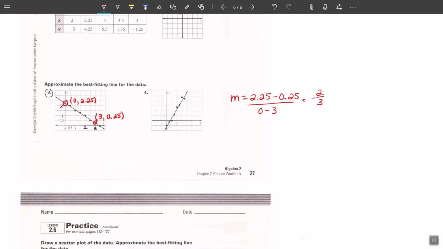So now I can go back and actually look at that graph and see where it crosses the y-axis. And it's up there at that point 2.25. So I know my y-intercept then is at 2.25. I didn't have to do any calculating for that because I actually have the graph to look at. And then we go ahead and fill in our m and our b. And there we just made an equation for the best fitting line for that data.